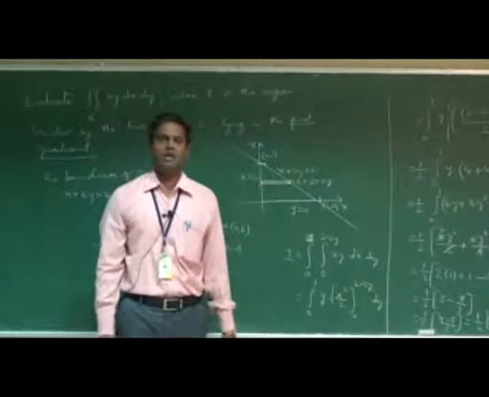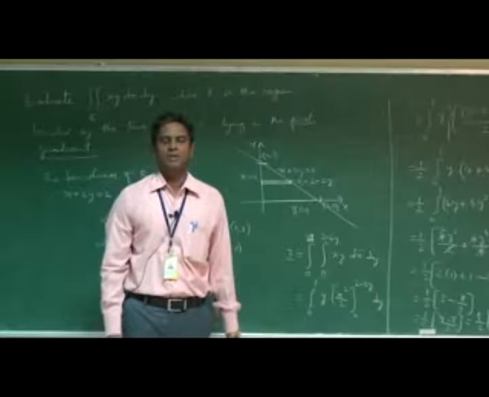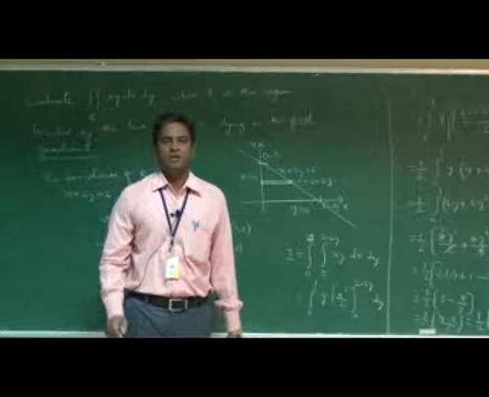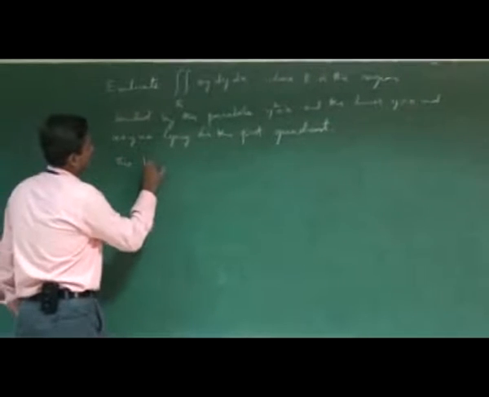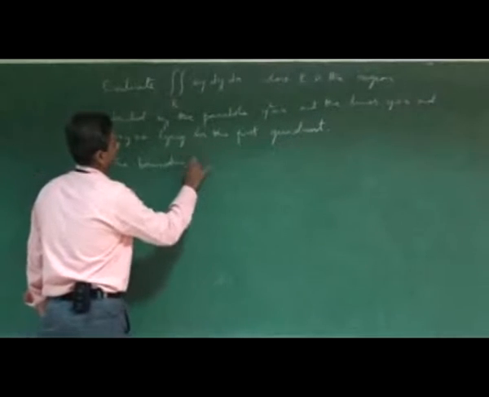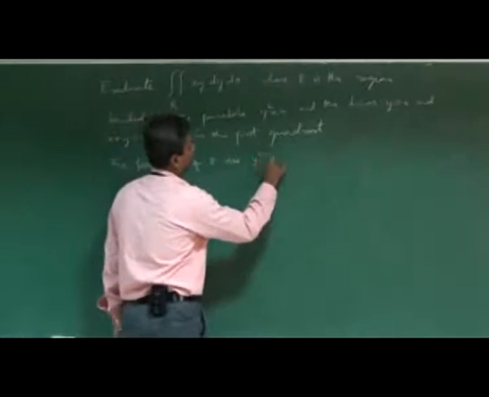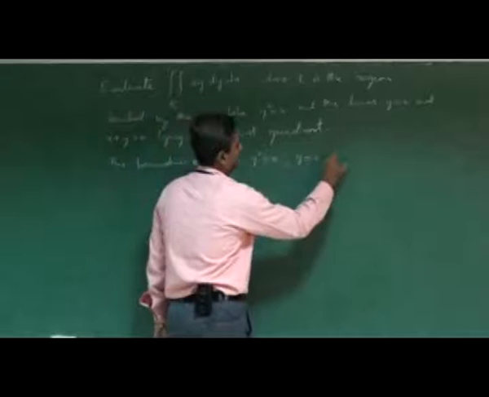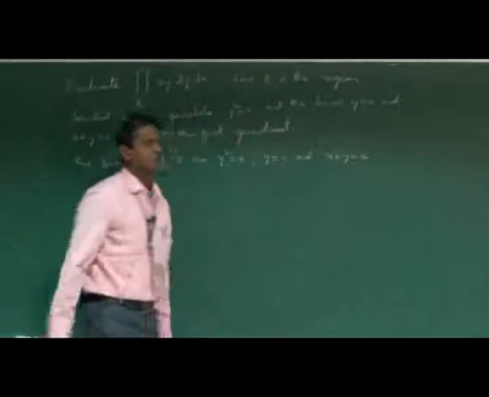And now we discuss another problem: evaluate the double integral over R of xy dy dx, where R is the region bounded by the parabola y squared equal to x, and the lines y equal to 0 and x plus y equal to 2, lying in the first quadrant. So in this case, the boundaries of R are y squared equal to x, y equal to 0, and x plus y equal to 2.